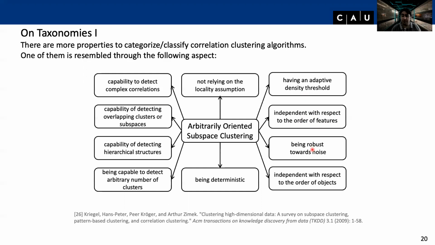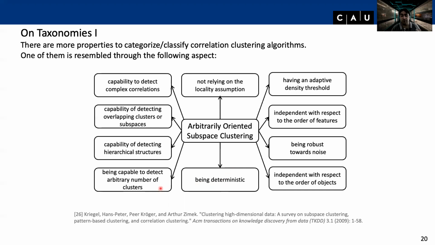We shall see that, for instance, Oculus and local PCA are absolutely not robust towards noise because they have no noise or outlier detection at all. Are they independent with respect to the order of objects? So does it make a difference if I add the first point and then the third one, or first the third one and then the first? Are they deterministic? Will I always get the same results? Or is it possible that I get totally different results? In case of Oculus, for instance, or local PCA, since you are randomly seeding the centroids, you may get totally different results. So Oculus, for instance, is inherently non-deterministic.